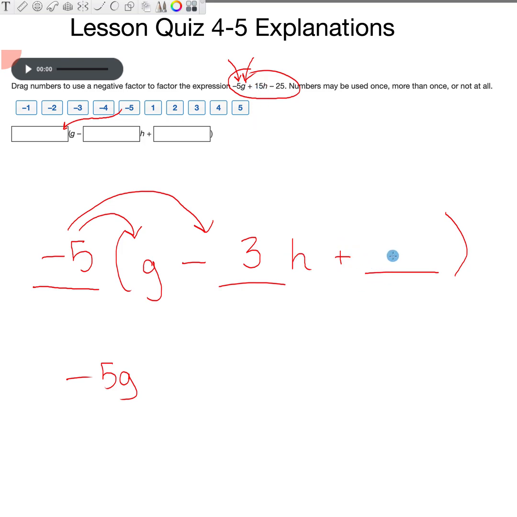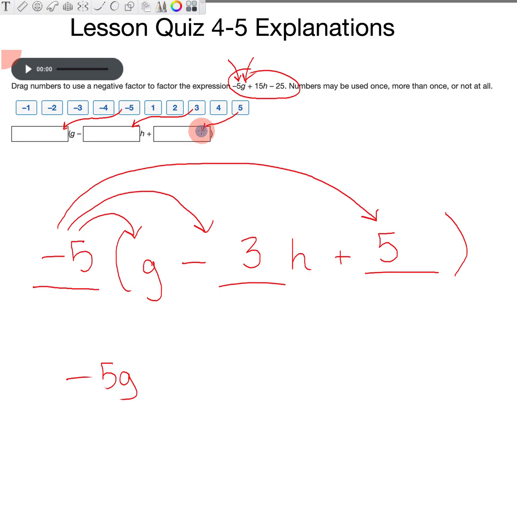And then we have one last number. Oh, so that's putting a 3. So we should drag this 3 into there. And then we have a number here. So if I factor out a negative 5, I want to take negative 5 times something so that it ends up being negative 25. And that's going to be a positive 5.